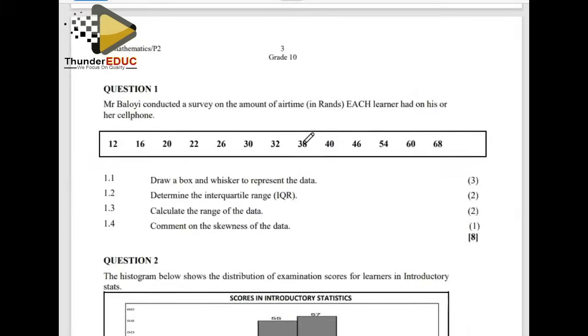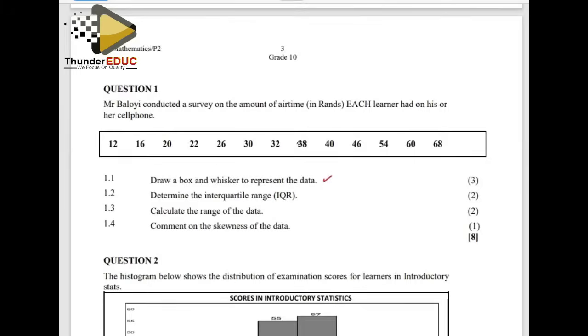Okay, so question number 1, which is statistics, is telling us that Mr. Baloy conducted a survey, and in this survey, it was on the amount of airtime each learner had on his or her cell phone. Then from there, we have the amounts: 12, 16, 20, 22, 26, 30, 32, 38, 40, 46, 54, and all those numbers. We can see that all these numbers have been arranged for us in order from the smallest to the biggest. They want us to draw a box and whisker to represent the data.